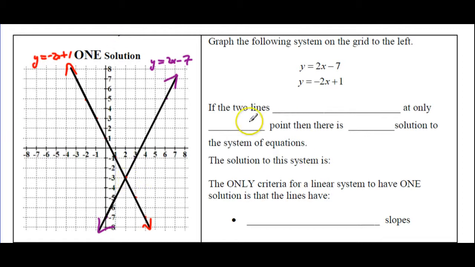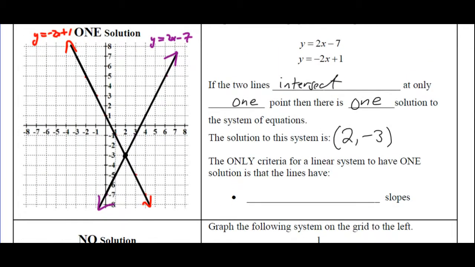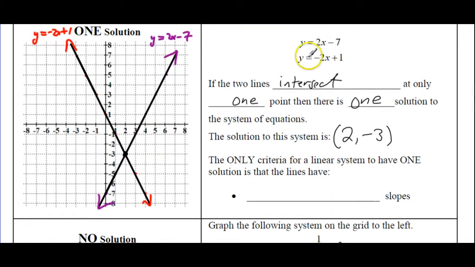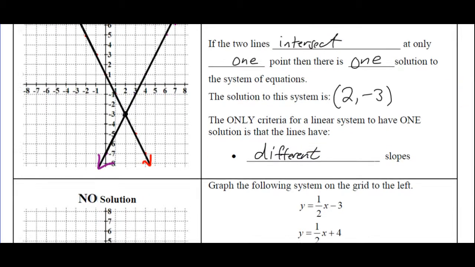If the two lines intersect at only one point, which these guys do, then there is one solution to the system of equations. The solution to this system, the ordered pair, is (2, negative 3). The only criteria for a linear system to have one solution is that the lines have different slopes, because if you have the same slope, you're parallel.